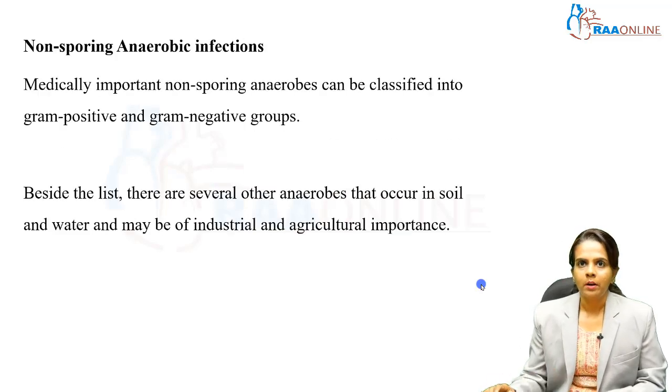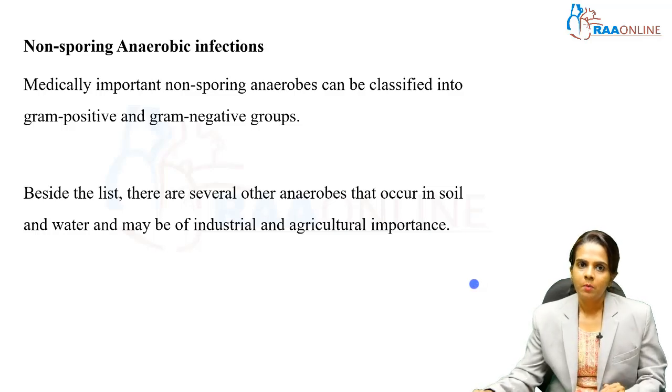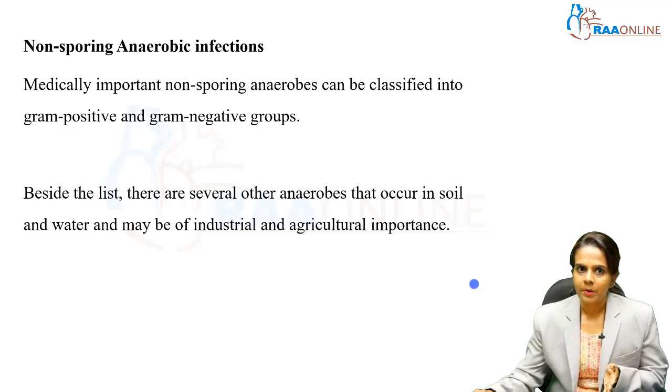Now, non-sporing anaerobic infections. Medically important non-sporing anaerobes can be classified into gram-positive and gram-negative groups. Besides this list, there are several other anaerobes that occur in soil and water and may be of industrial and agricultural importance.